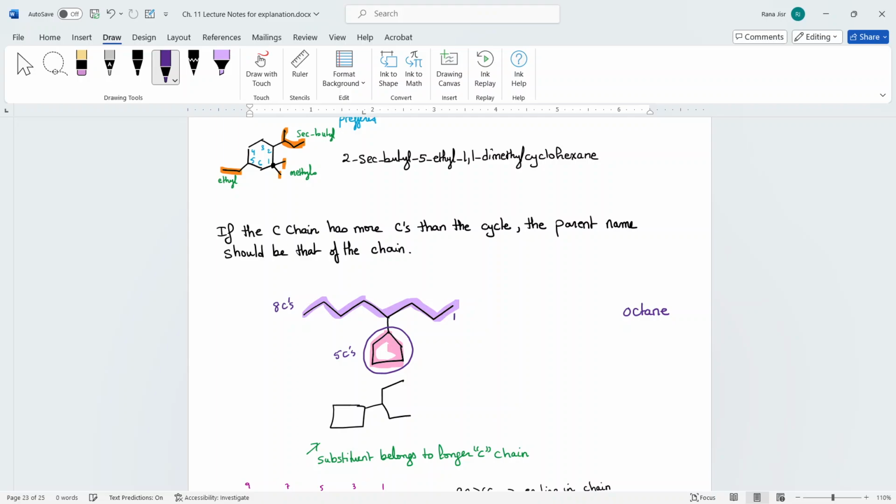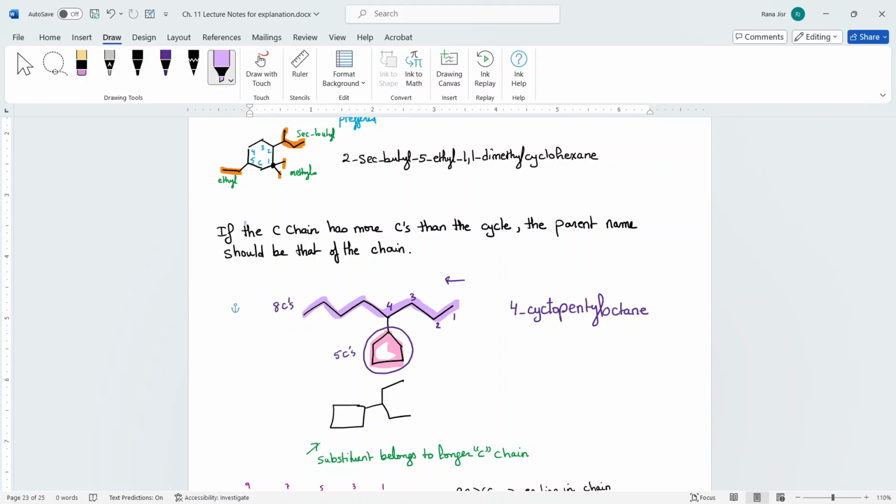And then I would need to give the first substituent the lowest number. So I have to start numbering from this side. So the name is going to be 4-cyclopentyl now. Okay, not cyclopentane. It's going to be cyclopentyl. And then let's move octane over here so that we don't have a space. And then octane.